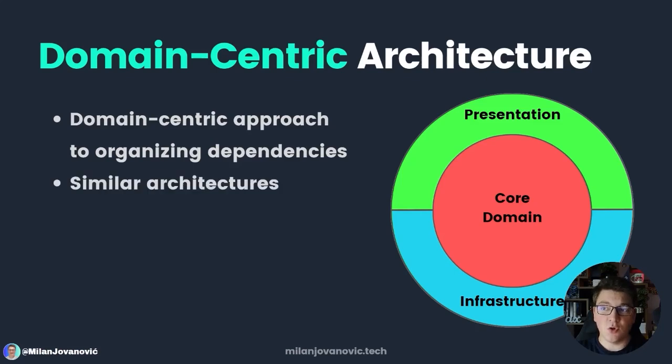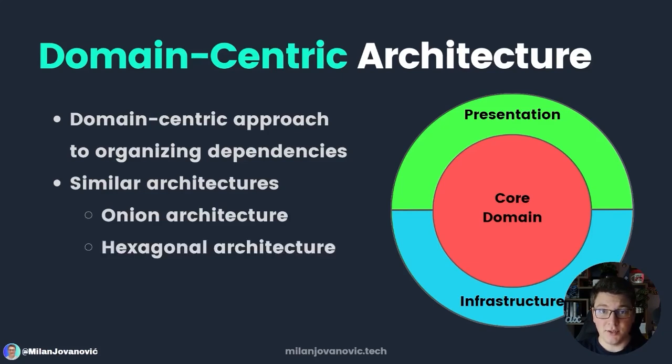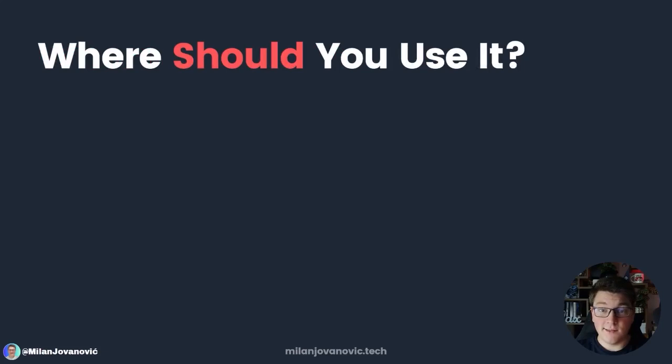Another way to think about it is that this is a domain-centric approach to organizing the dependencies in your application. So a few similar architectures that you may have heard of are the onion architecture and the hexagonal architecture. They all revolve around the same idea of having a rich application core containing the business logic and then having supporting components for the external concerns. Where should you use the clean architecture? If you want to use domain-driven design in your application, clean architecture is a very good choice because domain-driven design fits naturally into the domain layer of the architecture, which is the central piece of the clean architecture.